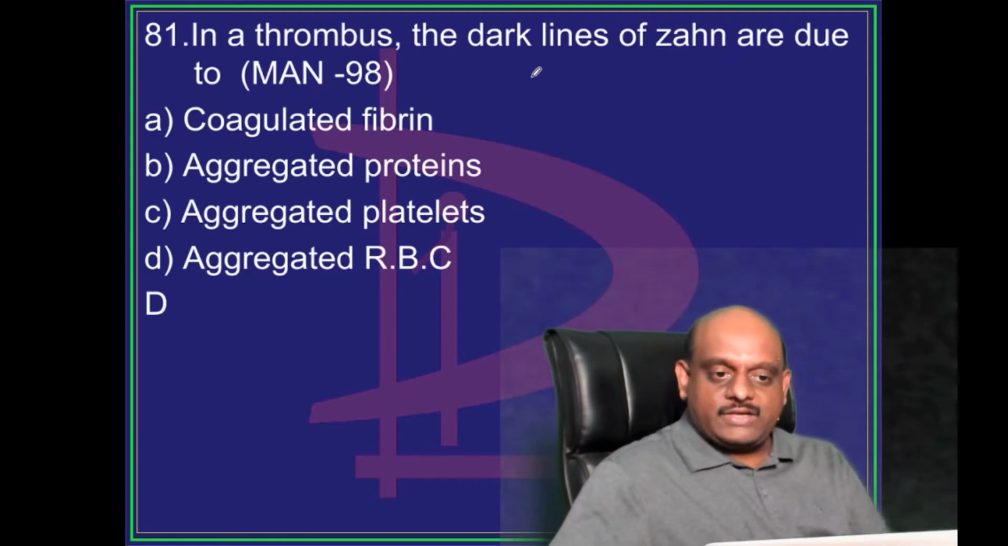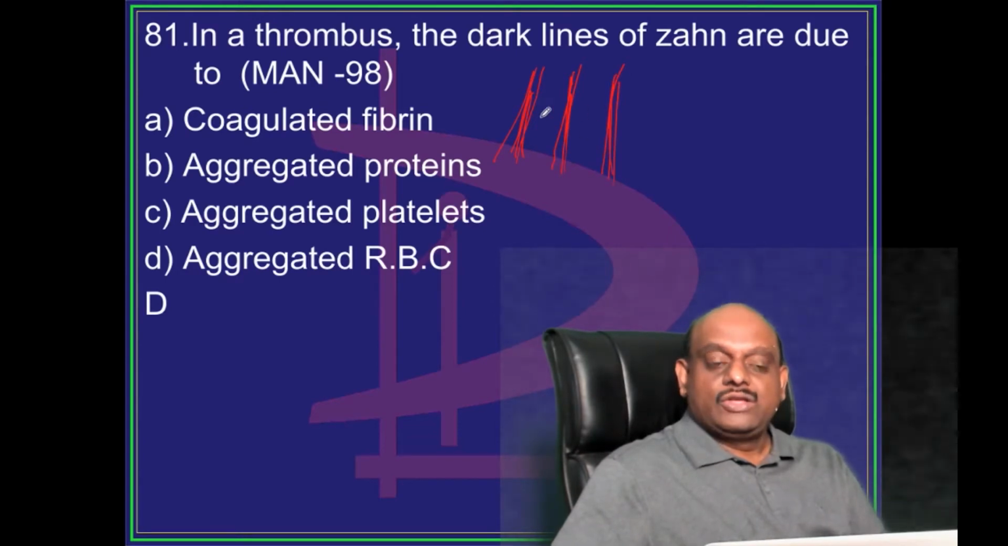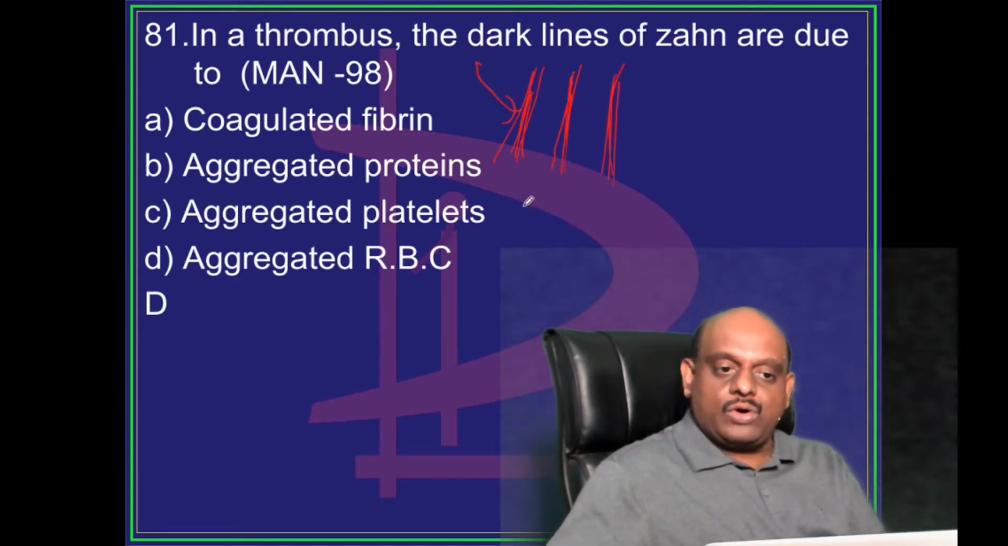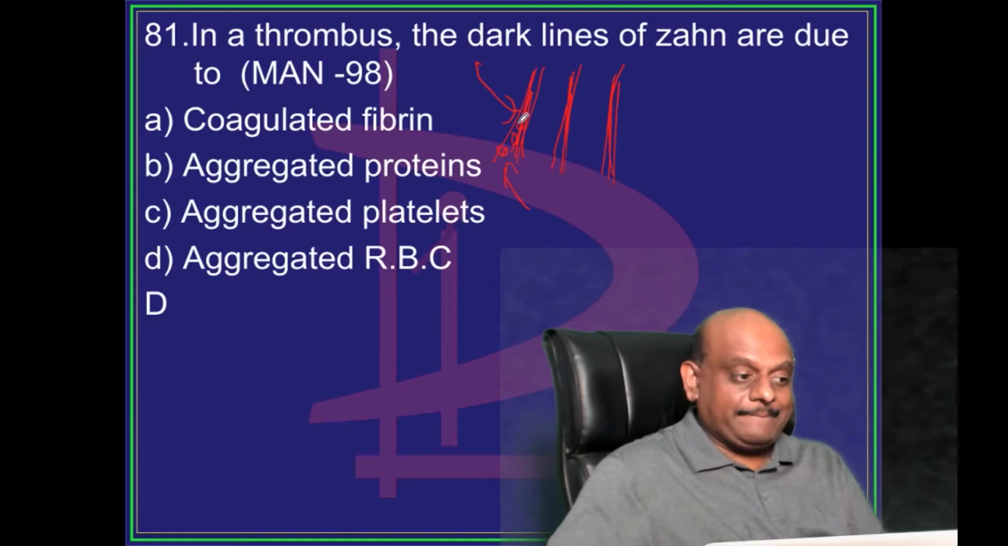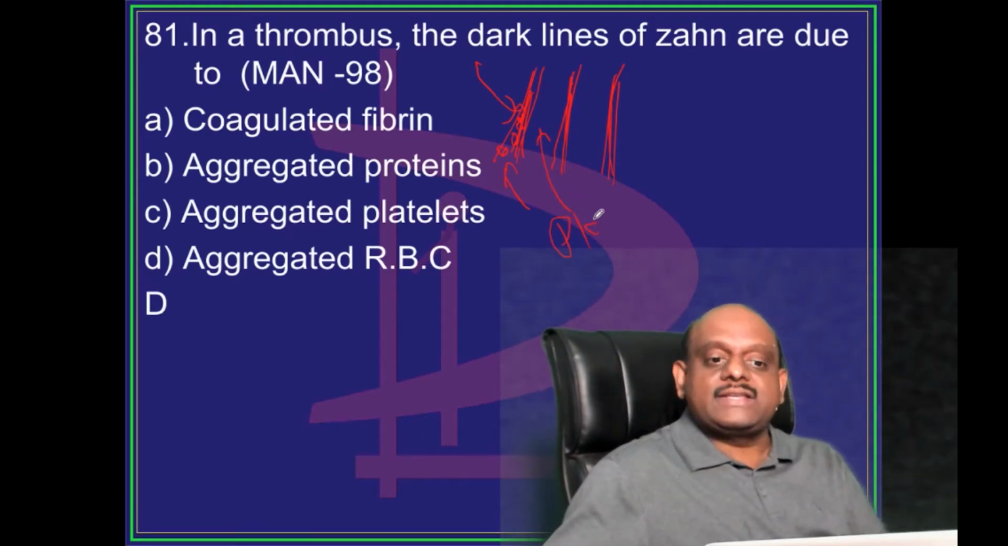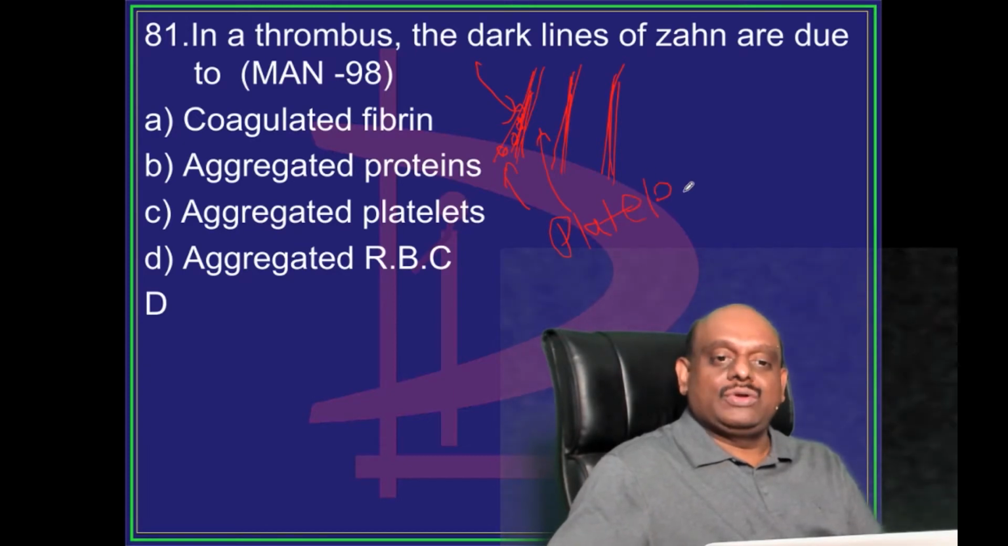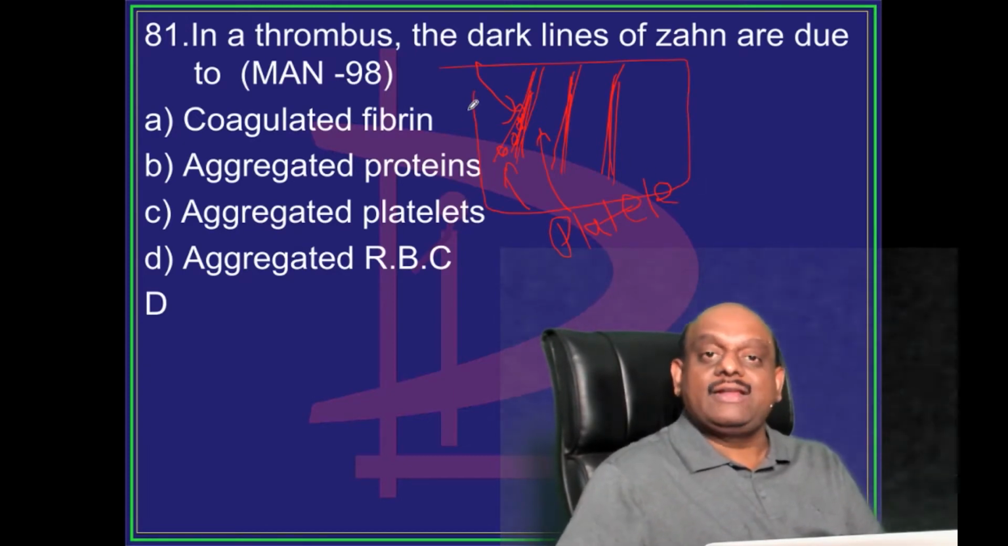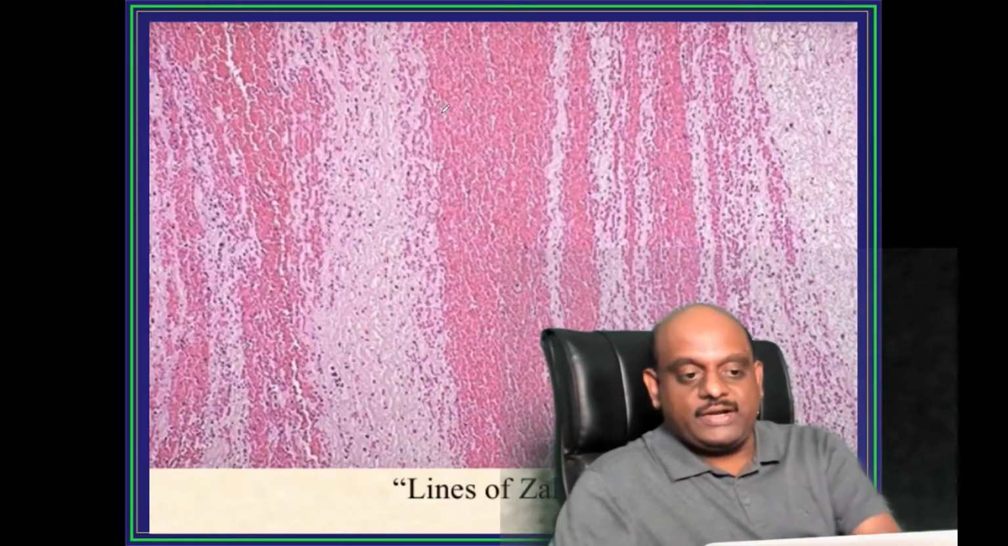What are these dark lines of Zahn that you see in the case of the thrombus? Lines of Zahn means there will be a dark line, pale line, then dark line, pale line, then dark line. So in a dark line, the RBCs segregate, and in the pale line, the platelets remain. So together they form the lines of Zahn is what you need to remember.